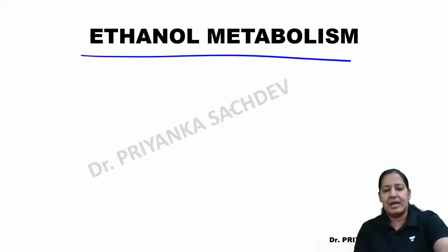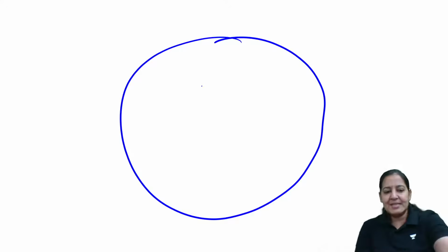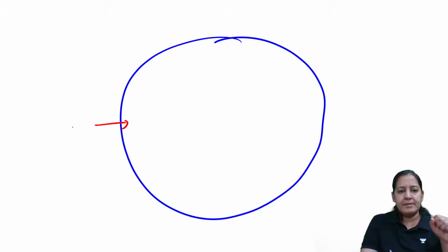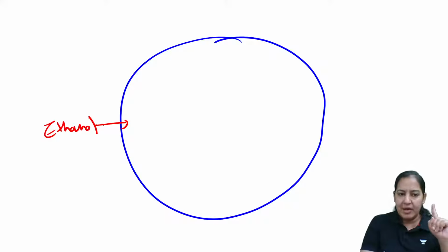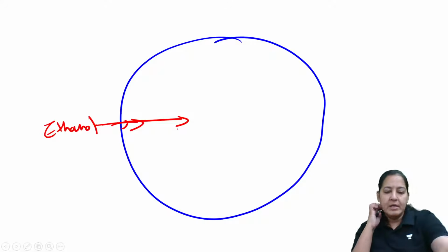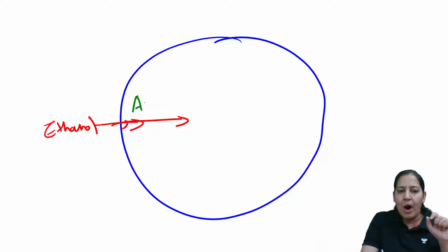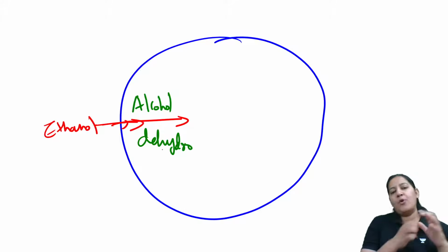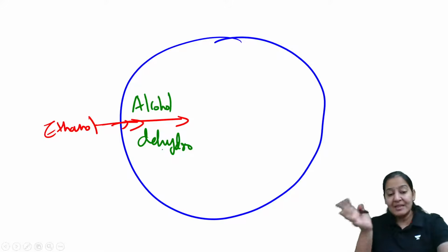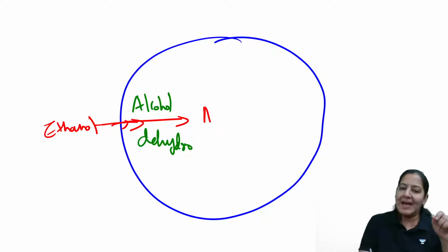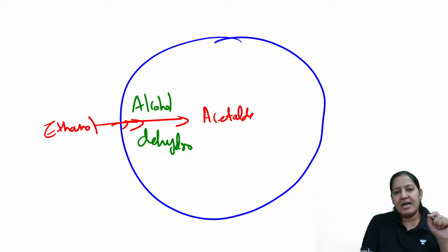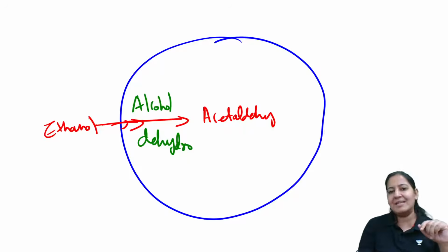Now this is a liver cell. Let me draw a liver cell for you. Inside this liver cell, this is ethanol entering. Ethanol is the alcohol. It is acted upon by two enzymes one by one. The first enzyme is alcohol dehydrogenase, the enzyme that converts alcohol into acetaldehyde. Ethanol gets converted into acetaldehyde.